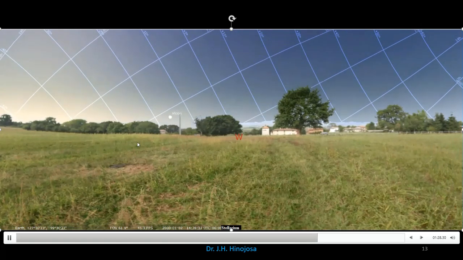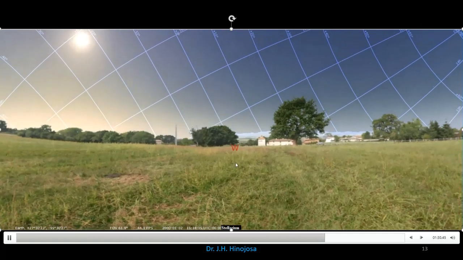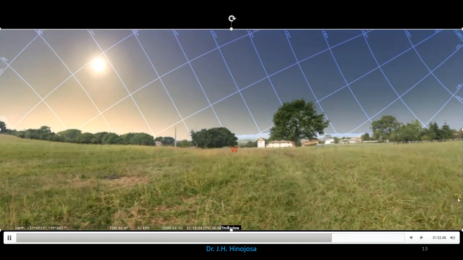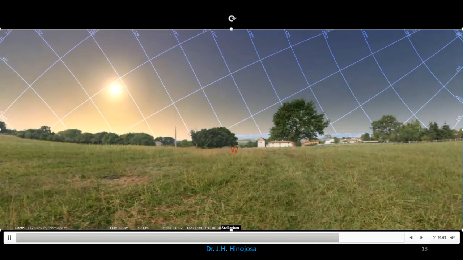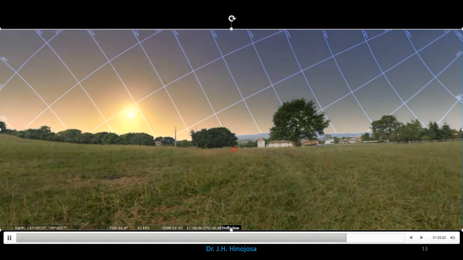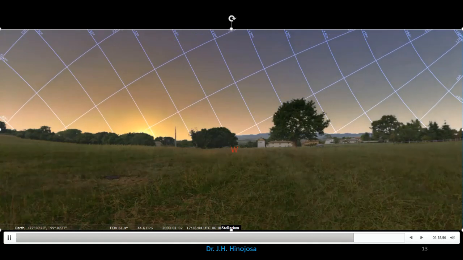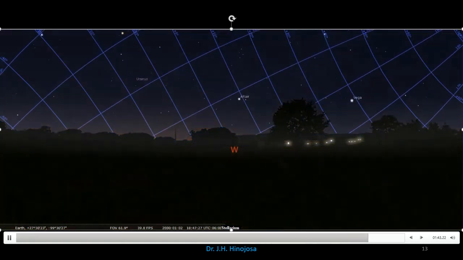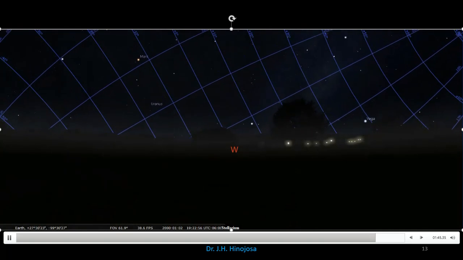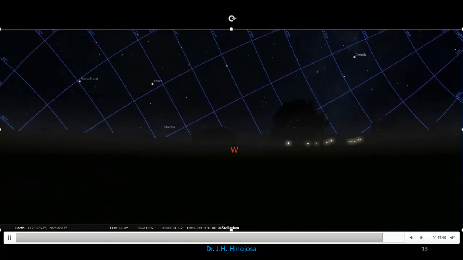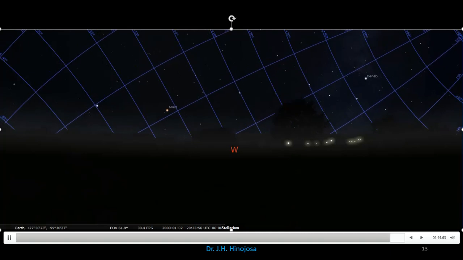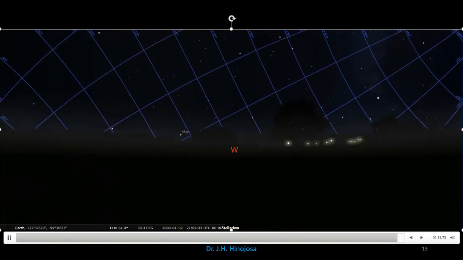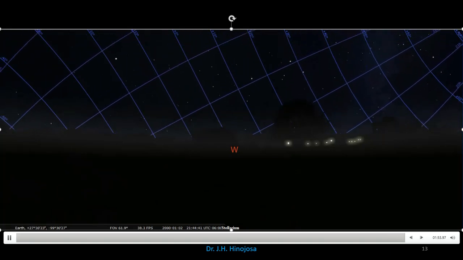And looking toward the west, we see the moon setting. And we see the sun about to set. And now the celestial objects, stars, planets appear. Uranus is setting, Mars is setting, and so on.